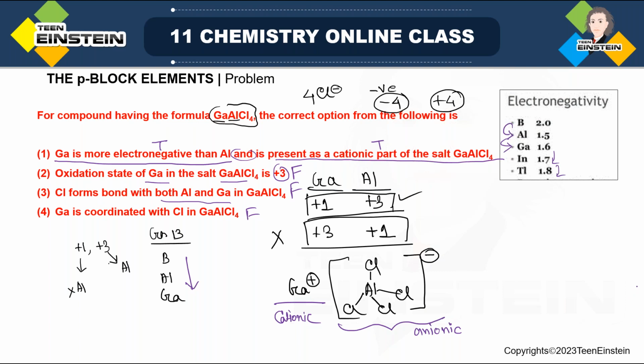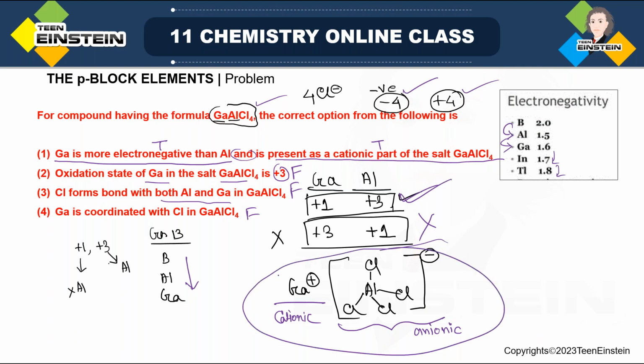So see the logic that I have given. Even if you do not know the details of the structure of GaAlCl4, just apply this logic. The total negative charge coming from 4 Cl minus is -4. So there has to be +4 charge. And this +4 charge you can get by this combination, not this one. So if it is following this, obviously the structure should be in this way. Okay.